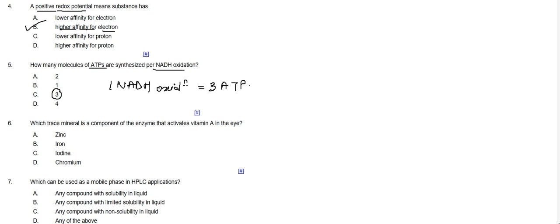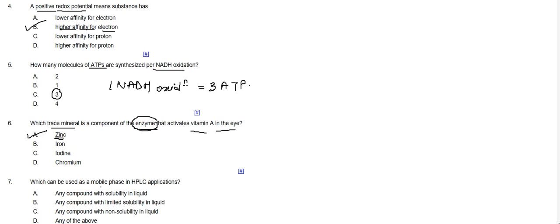Next question, number 6. Which trace mineral is a component of the enzyme that activates vitamin A in the eye? So the component of the enzyme which is activating vitamin A is zinc. The enzyme which is activating vitamin A requires which mineral element? It is zinc.